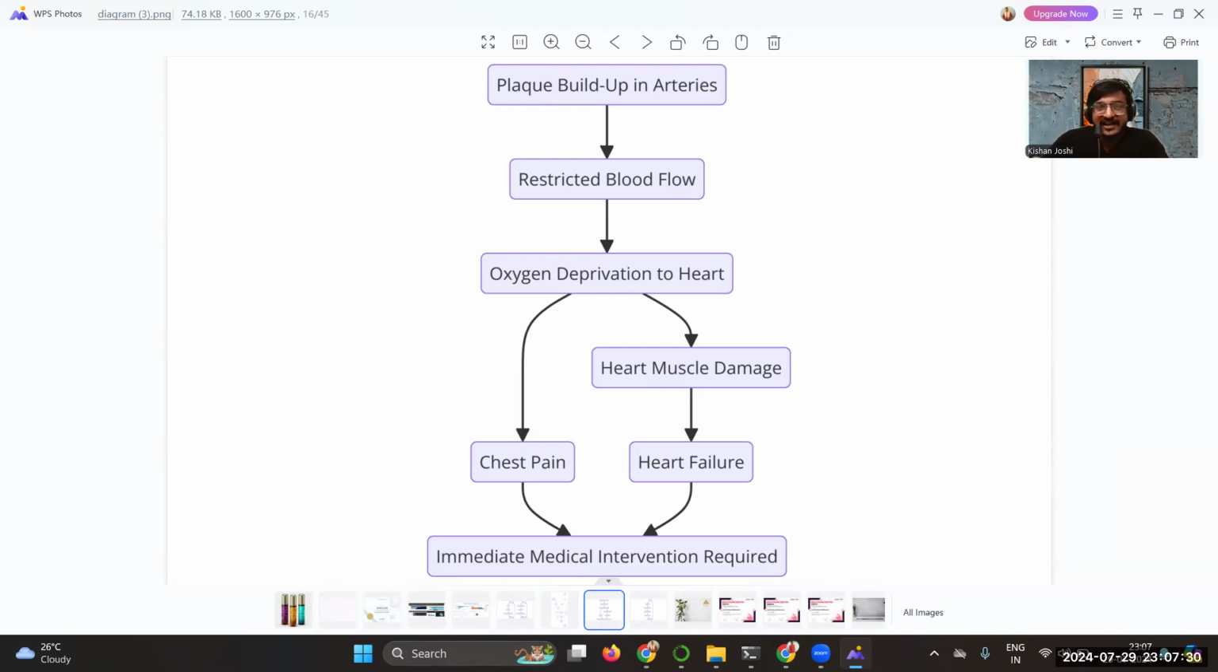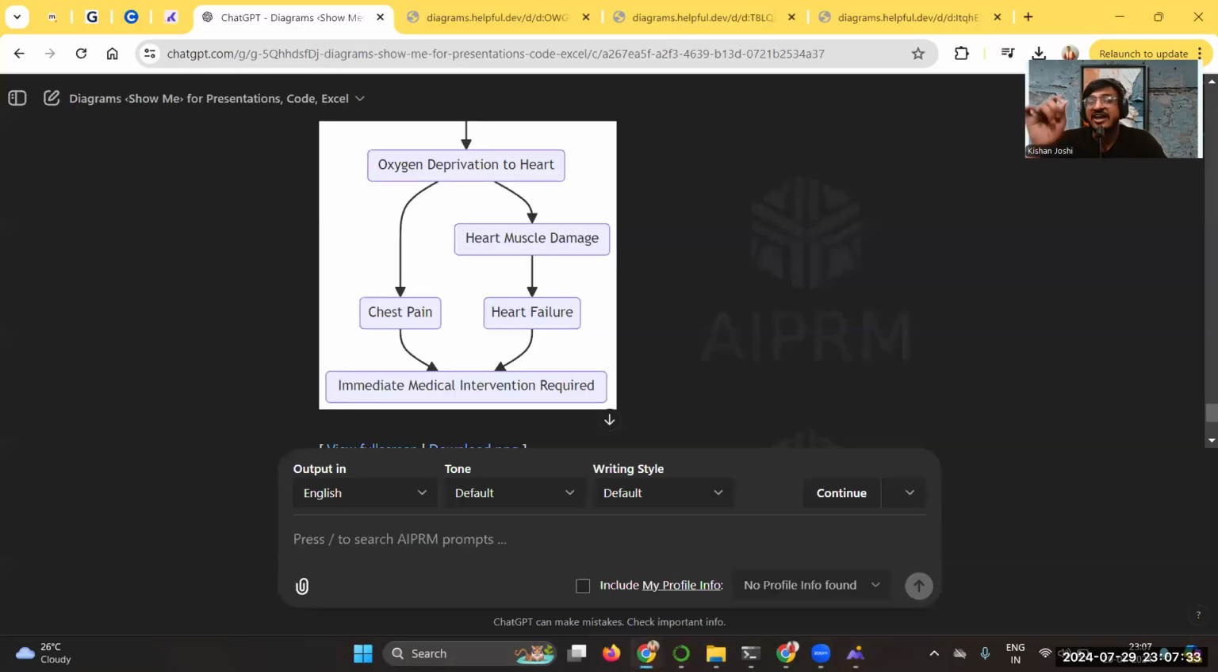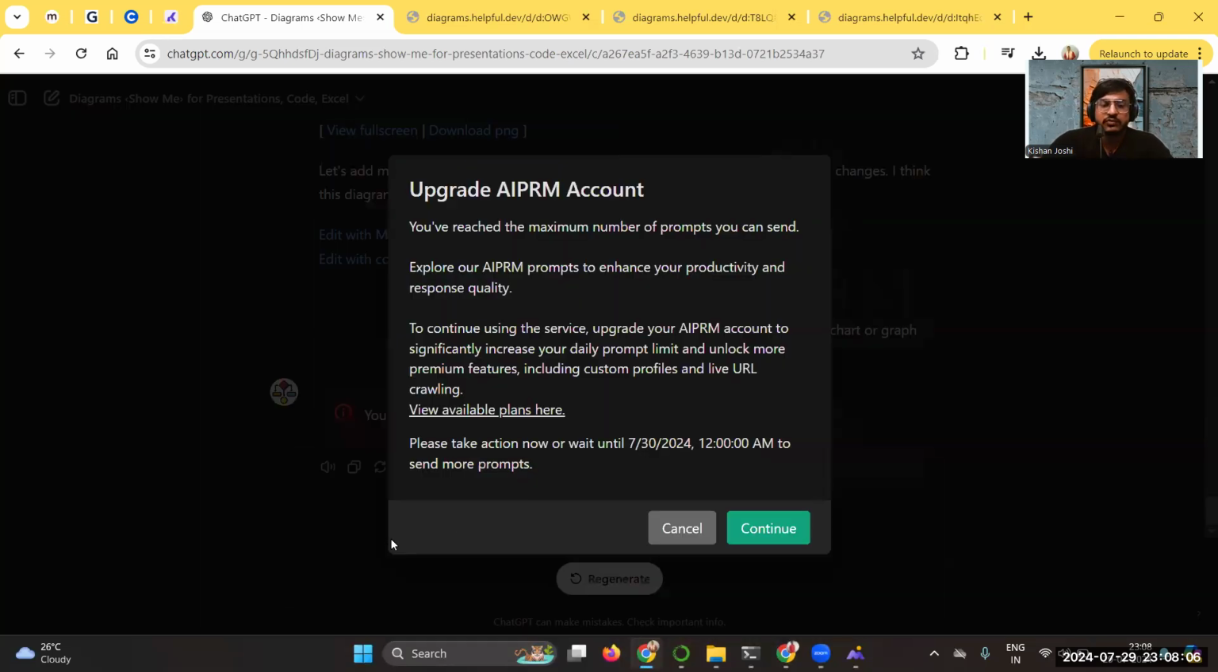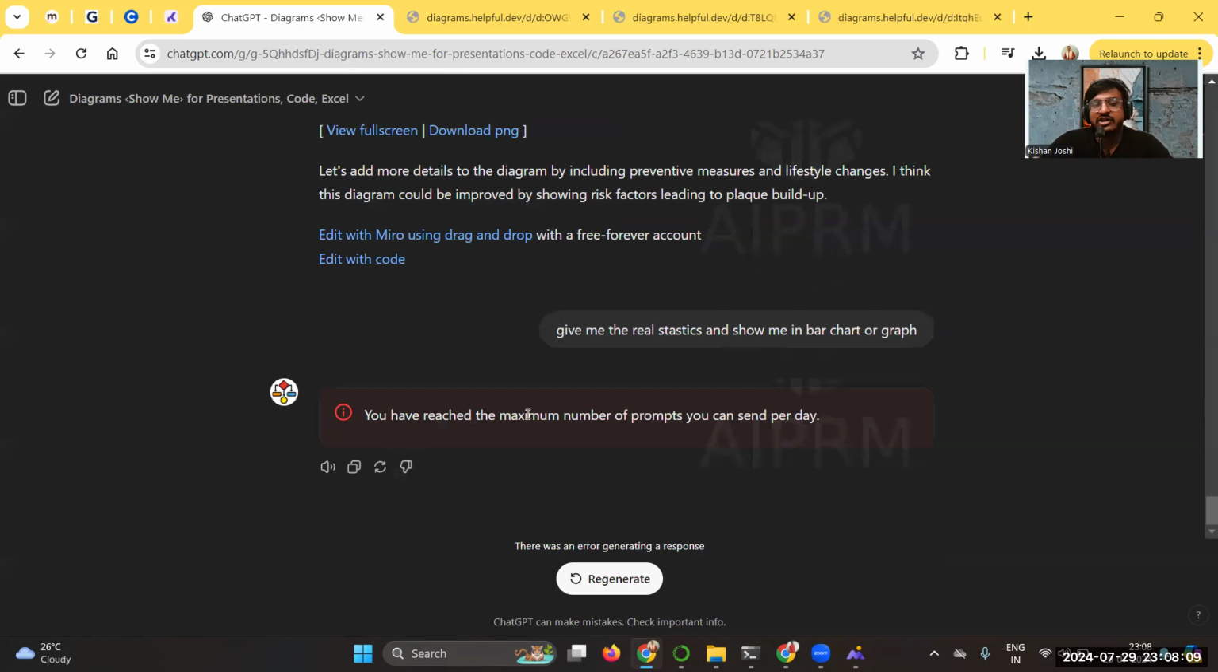So this is the understanding I got with this diagrammatic Show Me function, the Show Me explore GPT. I don't know if the second prompt is supported. Give me the statistics, the real statistics, and show me in a bar chart. I don't know if it supports the bar chart or not. Bar chart or graph. So I'm giving the graph also. Yeah, so you have reached the maximum number of events.